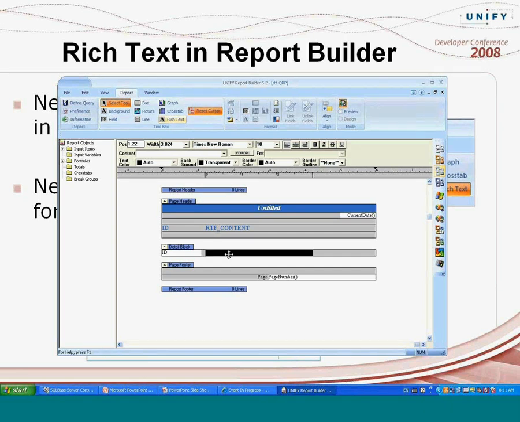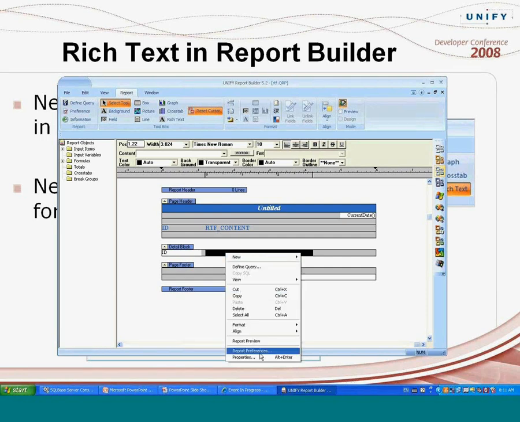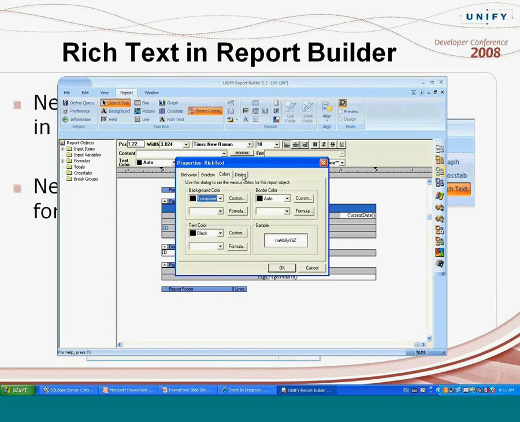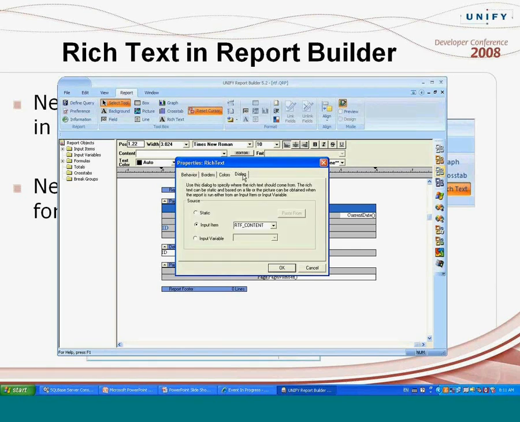As soon as you do that, you have all the properties available for this rich text format. If you right-click on it, you're going to see the properties as we have for other text objects as well. You have the line wrapping, you have the borders, colors that you can change for your rich text object, and you can also not only use it as an input item. So for those familiar with Team Developer, you could send information from Team Developer to your report using input items or input variables. But you can also select a static rich text document to paste into your report.